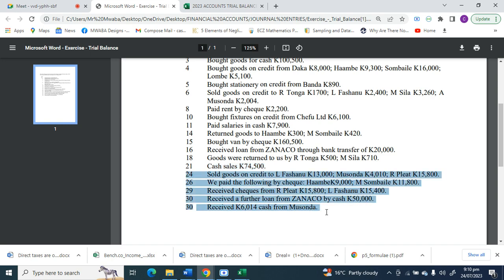Okay. So let me just explain on these ones because I've got class with the second years. Here, sold goods on credit. Remember, this is a credit sale. So you credit sales and you debit each of these people. These are your receivables. Then for this one, where you paid the following by check, you're going to credit bank account. Then these are your payables. So you debit the reduction in payables, reduction in liability.